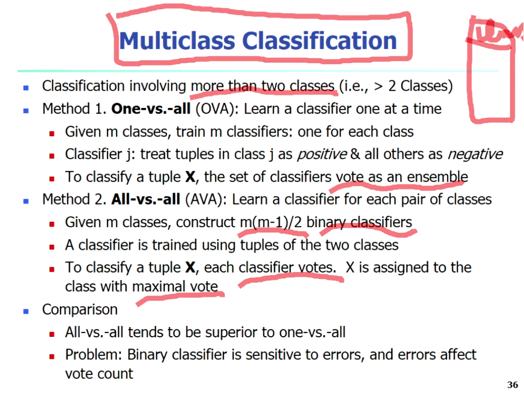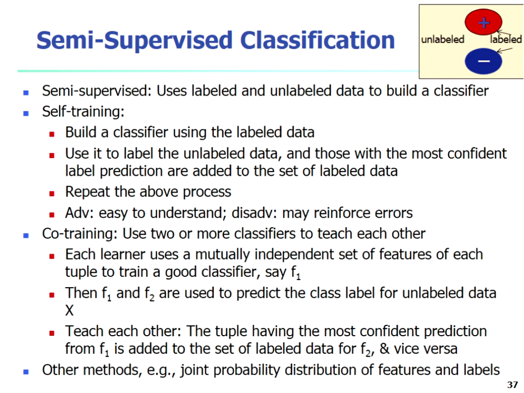So keep in mind that for multi-class classification, the class has more than two possibilities, and there are two methods to make classification. The first one is one versus all. The second one is all versus all. If we compare these methods, all versus all tends to be superior to one versus all. But the problem is that the binary classifier is sensitive to errors, and errors affect vote count. Any questions about multi-class classification?